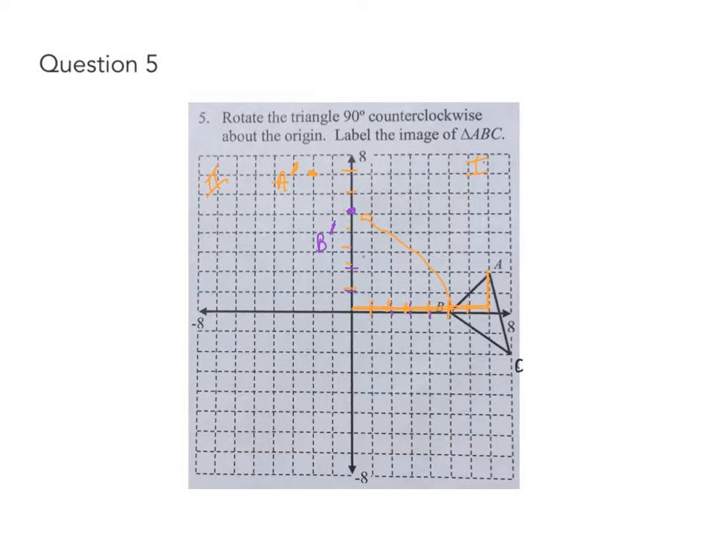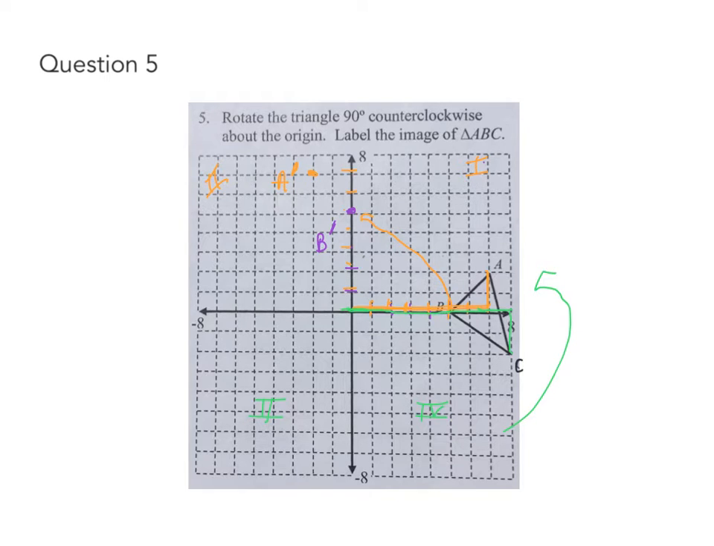So for point C, I'm going to use a different color. From the origin, I'm going over 1, 2, 3, 4, 5, 6, 7, that was 7, 8 units. So 8 units over and then 2 down. So point C right now is in quadrant 4. So remember, this is quadrant 4. When I rotate it 90 degrees counterclockwise, it's going to rotate into quadrant 1. So I can use that to help me.